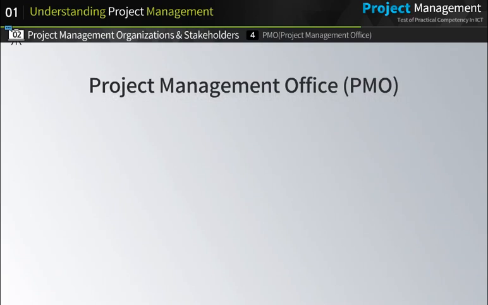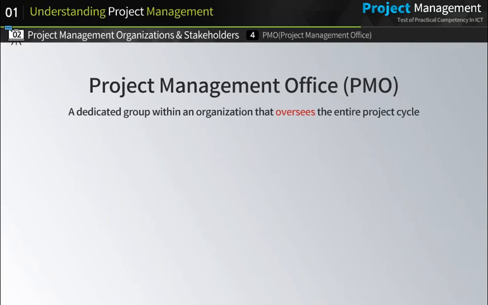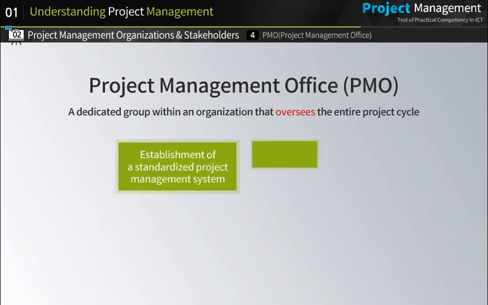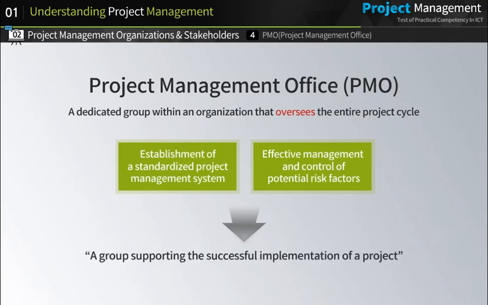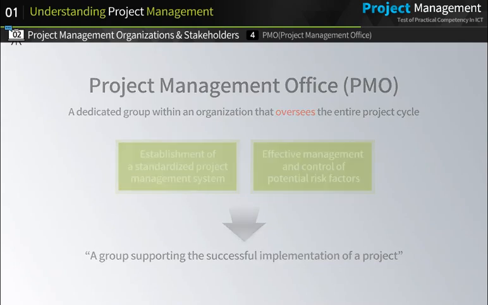I would like to explain what PMO is. A PMO is a dedicated group within an organization that oversees the entire project cycle. It is also a group supporting the successful implementation of a project by establishing a standardized project management system and through the effective management and control of potential risk factors.